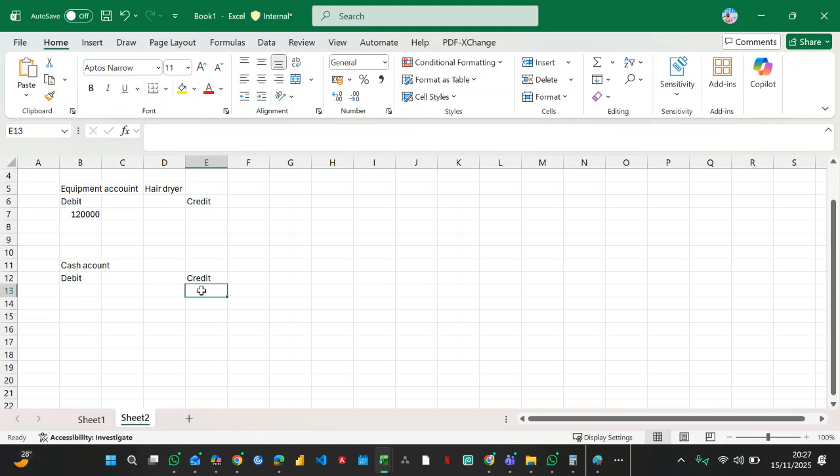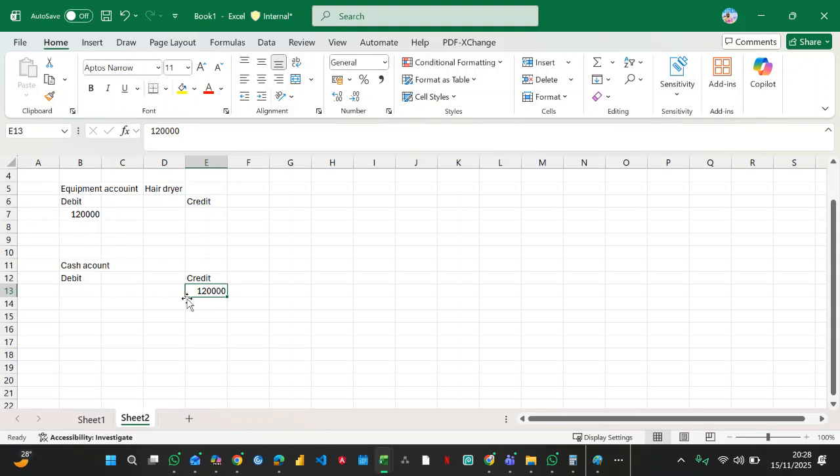So now, why is it on the credit? Let's put this 120K here now. If you look at this now, this is a transaction. This 120K is a transaction, right? So he buys this equipment here and pays cash. He buys the equipment and pays cash.